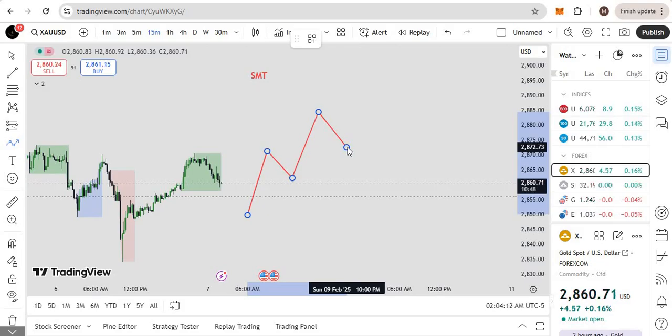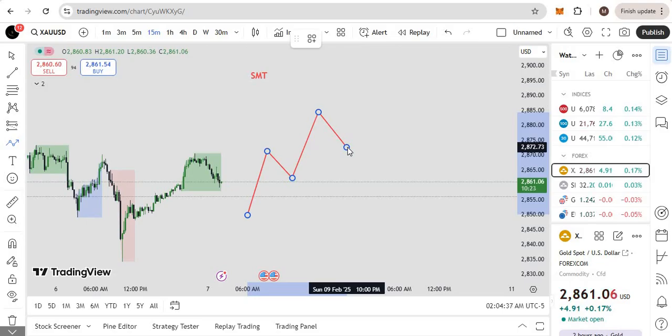What does it mean by that? If you are working on futures, so ES, the Nasdaq and S&P 500 are correlated pairs, meaning their directions are the same. So we have to find out the SMT between them.